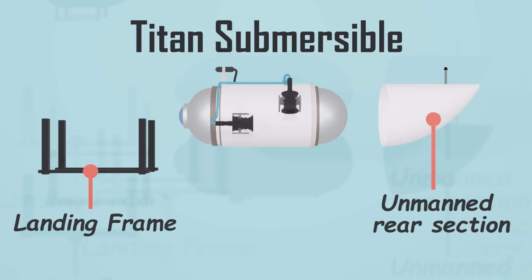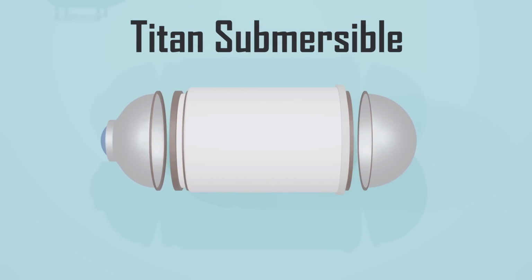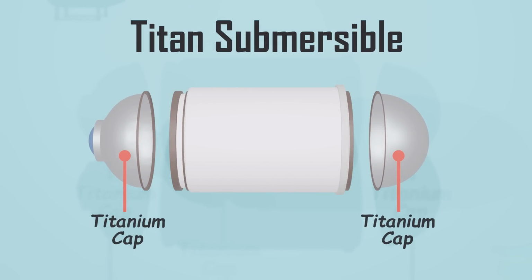The landing frame provides stability and support during the submersible's descent and ascent, as well as when it rests on the ocean floor. The most critical aspect of the Titan was its inner hull, which was meticulously engineered to withstand the tremendous pressures encountered in the deep ocean. The inner hull consisted of 2 titanium hemispherical caps, one at each end, providing exceptional strength and durability.